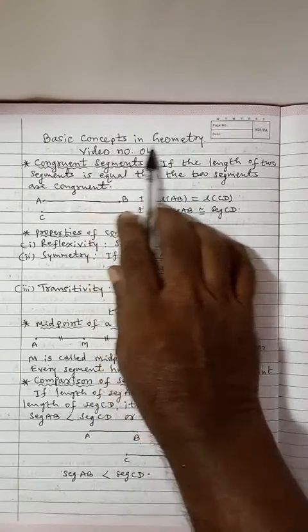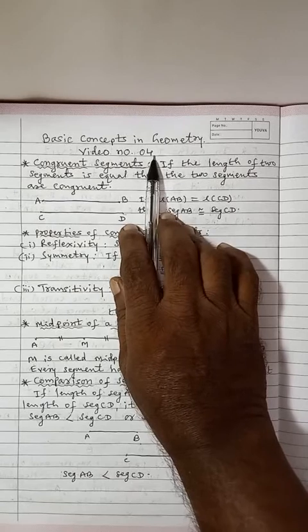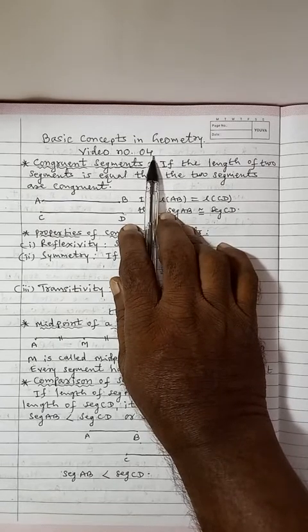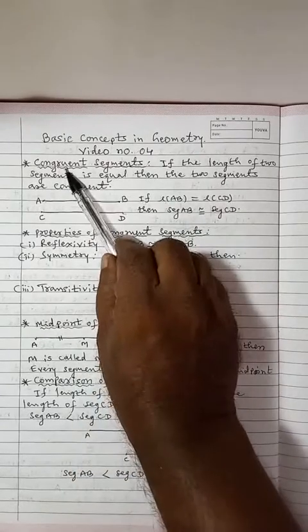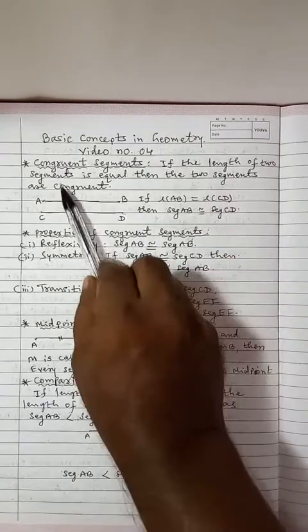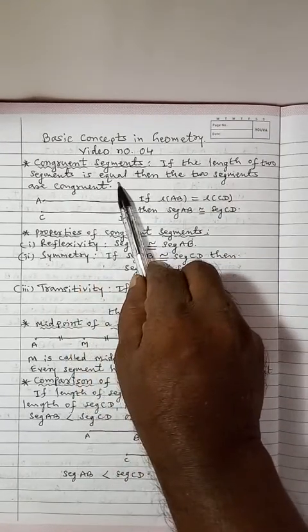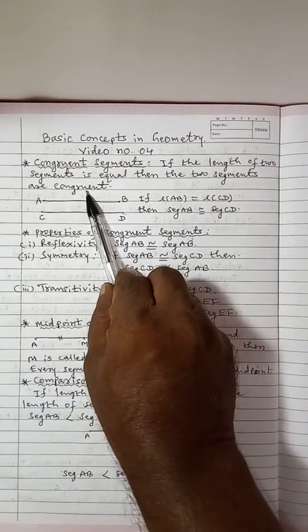Basic concepts in geometry, video number 4. Now we are going to learn some of the concepts. Here is congruent segments. If the length of two segments is equal, then the two segments are congruent.